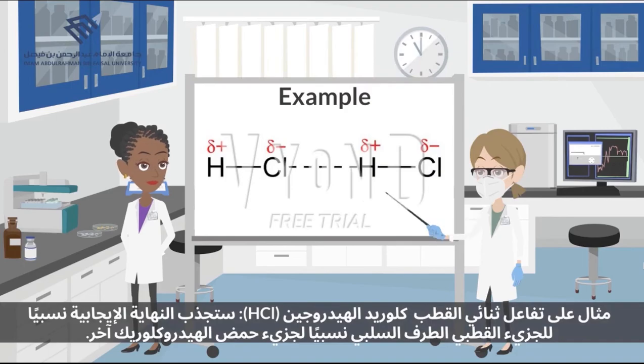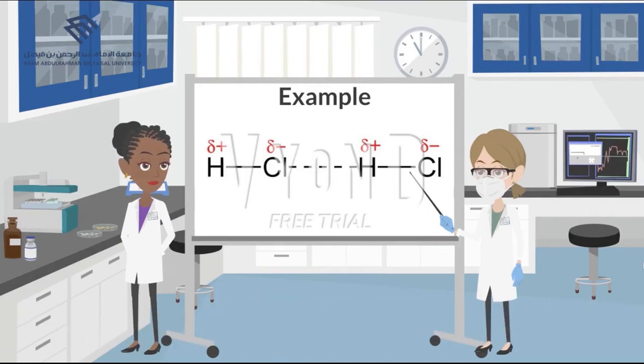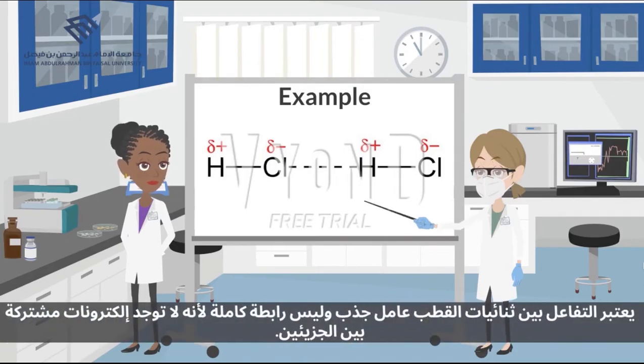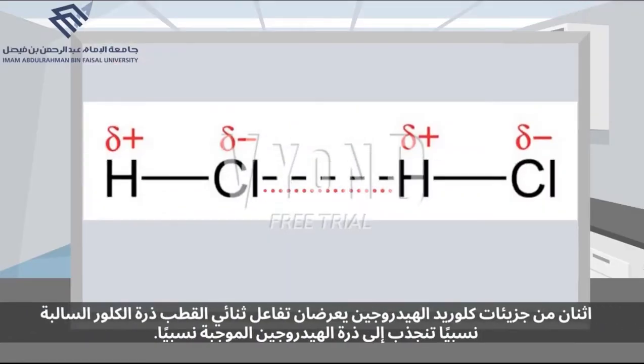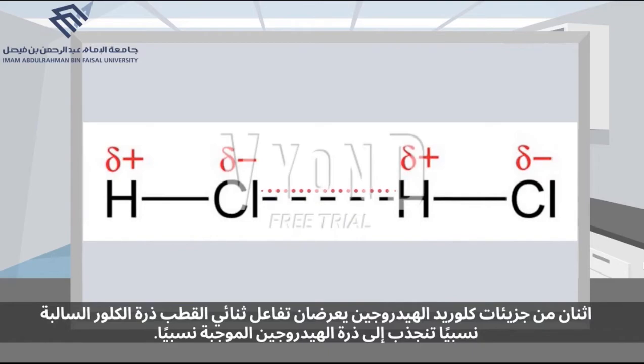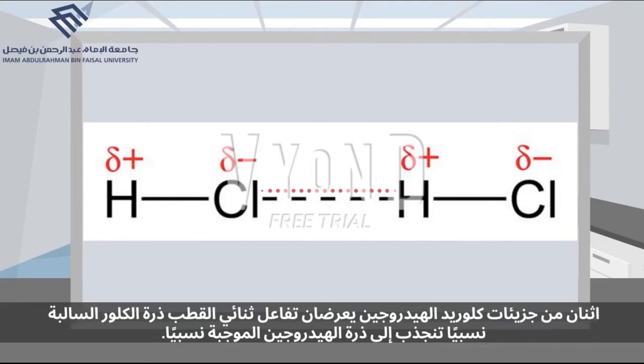An example of a dipole-dipole interaction can be seen in hydrogen chloride, HCl. The relatively positive end of a polar molecule will attract the relatively negative end of another HCl molecule. The interaction between the two dipoles is an attraction rather than a full bond because no electrons are shared between the two molecules. Two hydrogen chloride molecules displaying dipole-dipole interaction: the relatively negative chlorine atom is attracted to the relatively positive hydrogen atom.